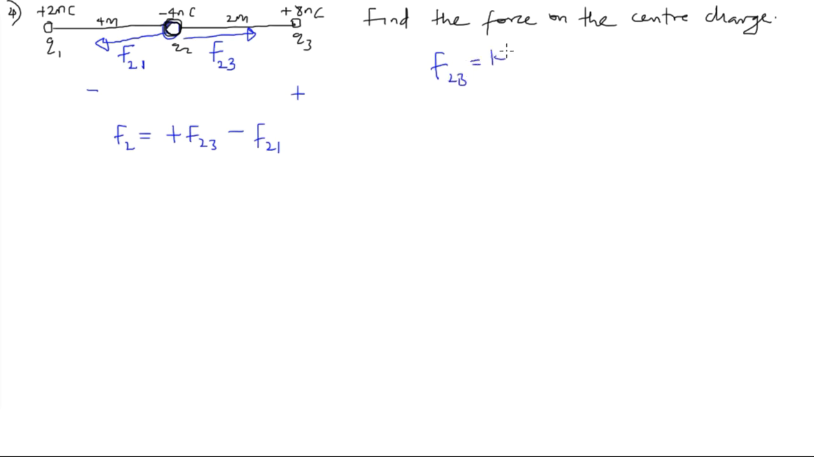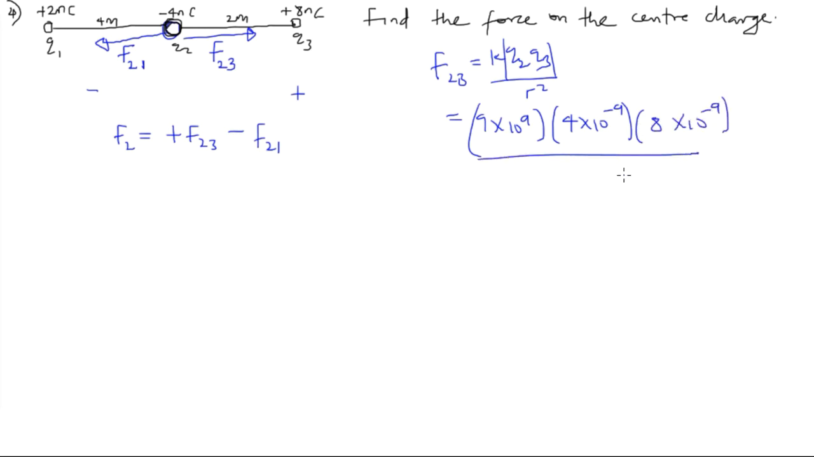F23. F23 will be K Q2 Q3 upon R squared. Don't forget the magnitude sign. Now K is what? K is 9 times 10 raised to the power 9. And then Q2. What is Q2? Q2 is 4 nano. That's 4 times 10 raised to the power minus 9. And then Q3. What is Q3? Is 8 nano. Over R squared. That means the distance between Q2 and Q3, and that's 2 meter. That's 2 squared, which is the same thing as 4.